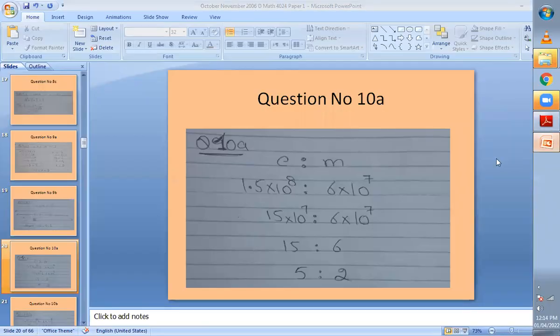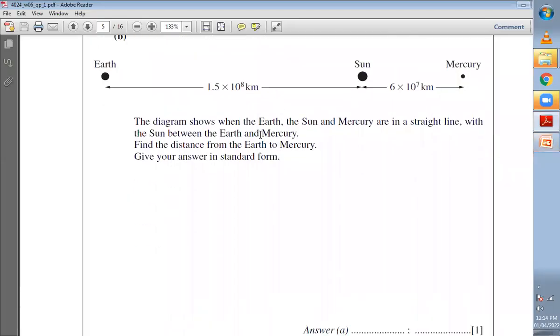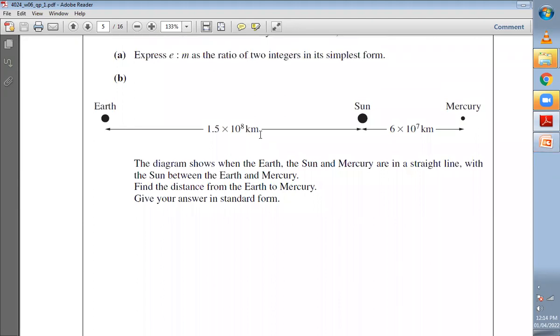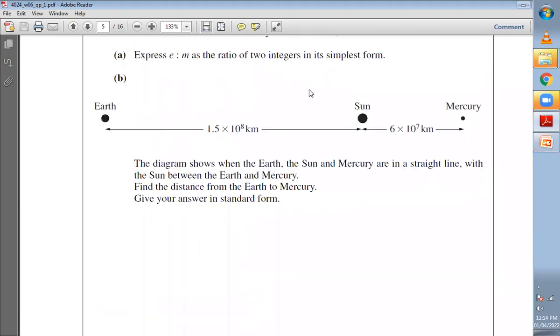Now the next part is the B part. It says the diagram shows the Earth, the Sun, and Mercury in a straight line, with the Sun between the Earth and Mercury. Find the distance from the Earth to Mercury. Give your answer in standard form. So we know the Earth's distance from the Sun and Mercury's distance from the Sun. We will add them, and that will be the distance from the Earth to Mercury. So 1.5 times 10^8 plus 6 times 10^7 kilometers. We will add both of these.